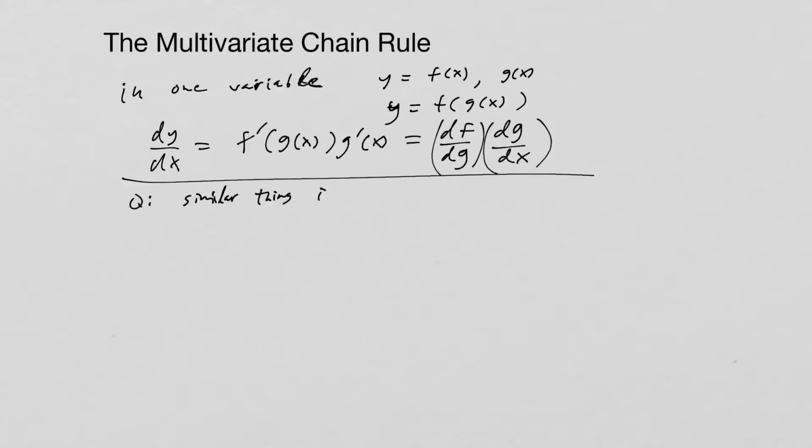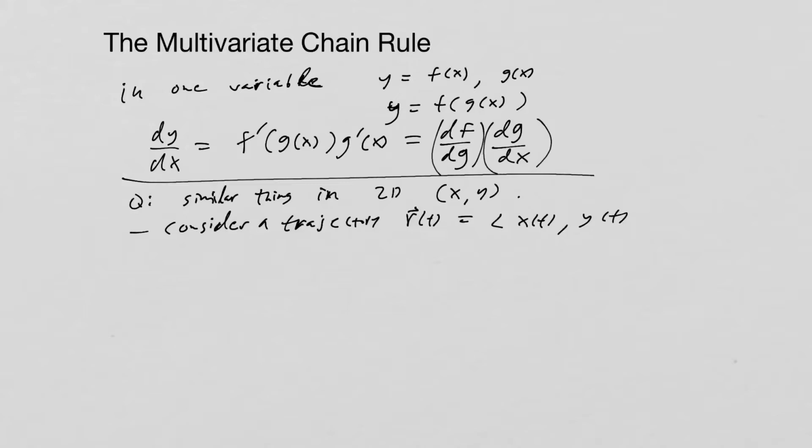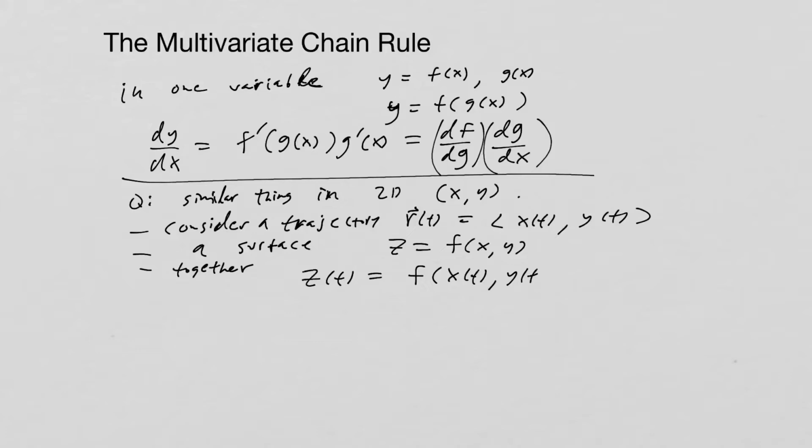We want to do a similar thing in two dimensions, i.e. we have an x and a y, right? So we're going to consider now a trajectory. So we have r of t is equal to x of t, y of t, like that, right? And we're also going to consider a surface. So we have z is equal to f of x, y. We put them together. We have z of t is equal to f of x of t, y of t, right?